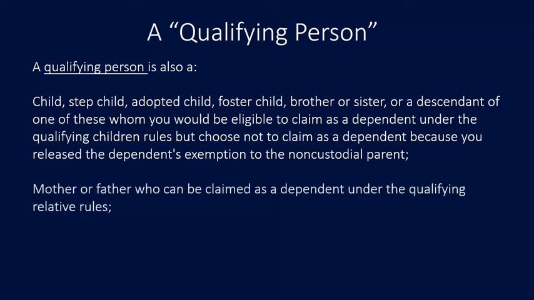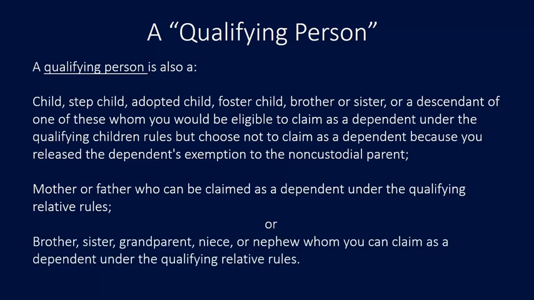A qualifying person is also a mother or father who can be claimed as a dependent under what's known as the qualifying relative rules. And a qualifying person is a brother, sister, grandparent, niece, or nephew whom you can claim as a dependent under the qualifying relative rules.